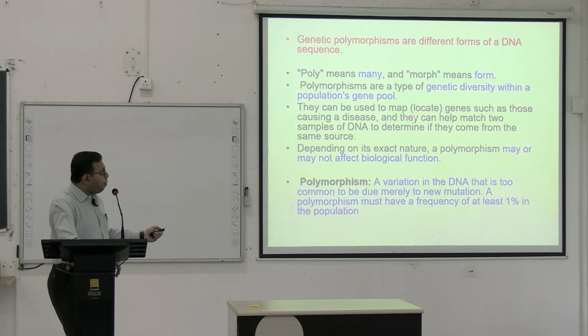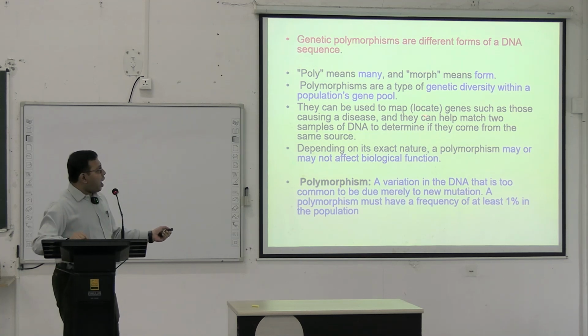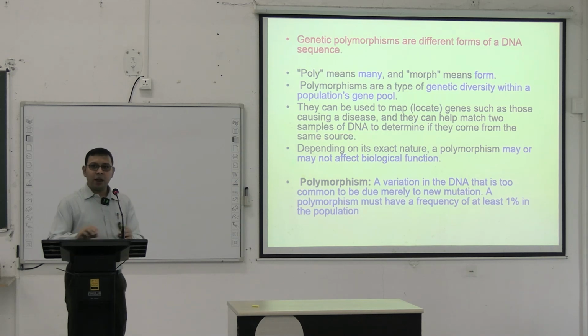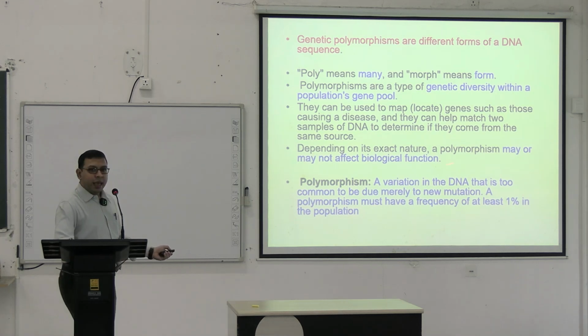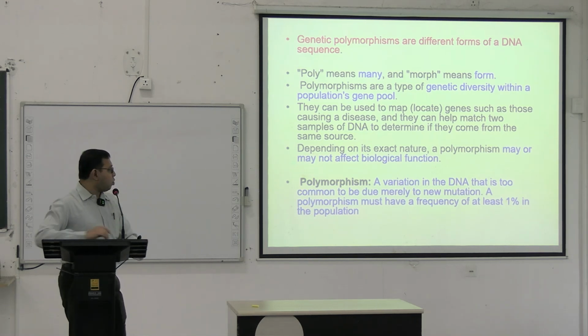They can be used to map or locate genes, that is, genetic mapping, such as those causing a disease. So we can also capture that this genetic aberration can cause the disease, and it can help match two samples of DNA to determine if they come from the same source. We can detect whether this genetic polymorphism is present or not by means of different tests. Depending on its exact nature, a polymorphism may or may not affect biological function. Some genetic polymorphisms may be silent or non-clinical, of no clinical significance, but there are some important genetic polymorphisms that we need.